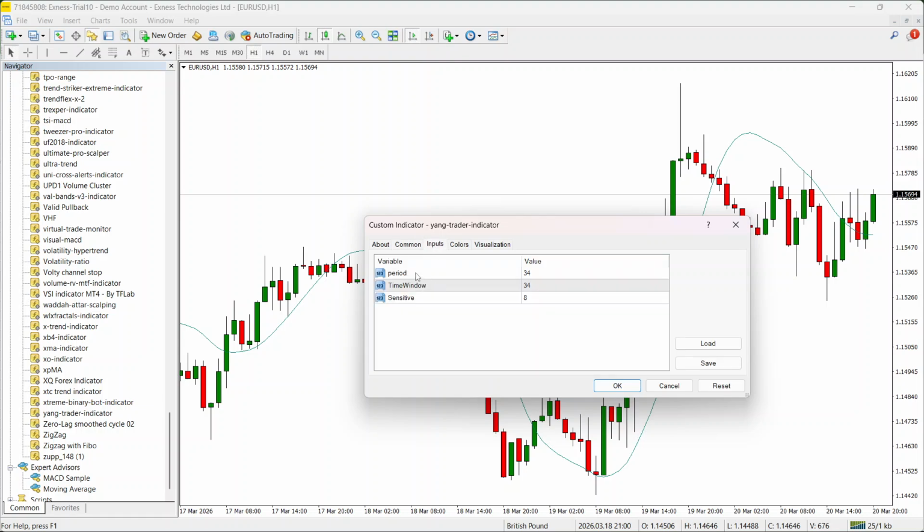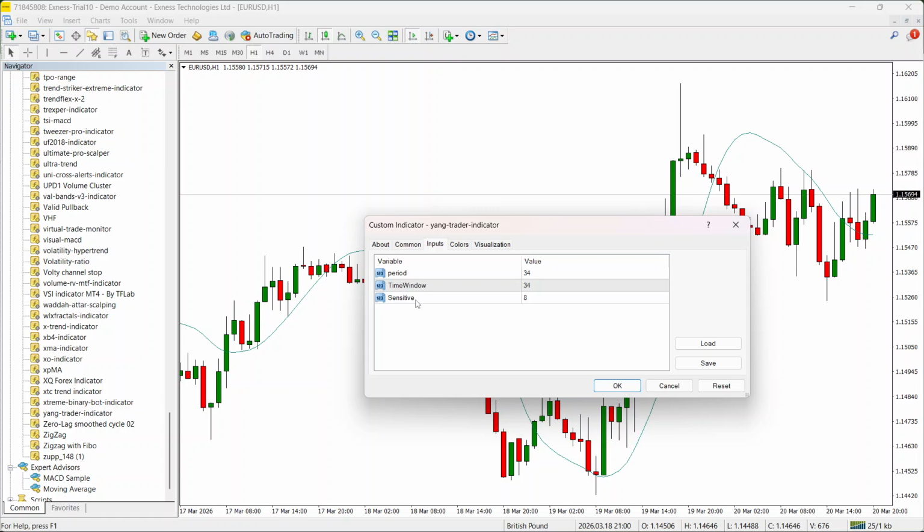We have the period that controls how many bars are used to calculate the young trader moving average, directly affecting how fast or slow the line reacts to price changes. We have the time window that defines the window of data the indicator focuses on, allowing you to tailor it to shorter or longer market context.